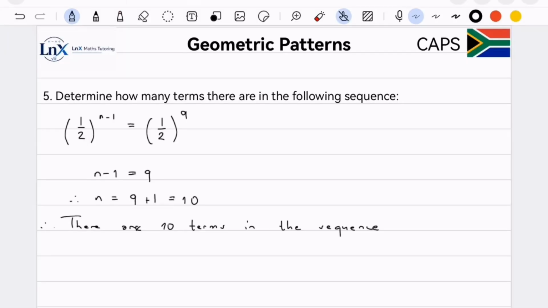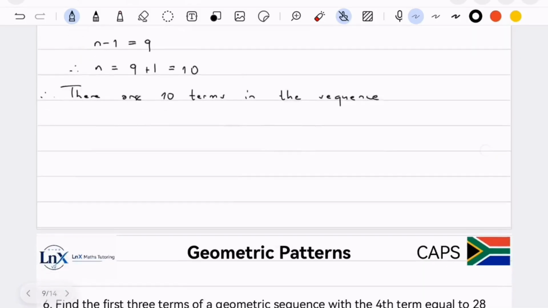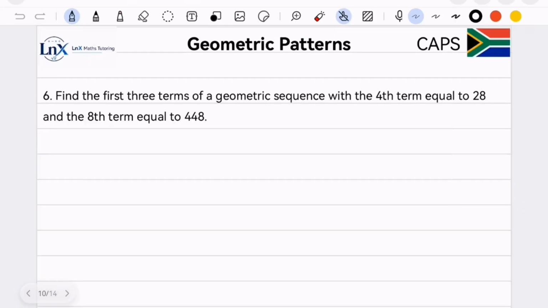All right, now that we're done with question 5, let's go to the next question. So our next question is question 6, and it reads: find the first 3 terms of a geometric sequence with the 4th term equal to 28 and the 8th term equal to 448. Right, so pause the video and have an attempt at this question, and when you're sure, you can come back and proceed with the video.